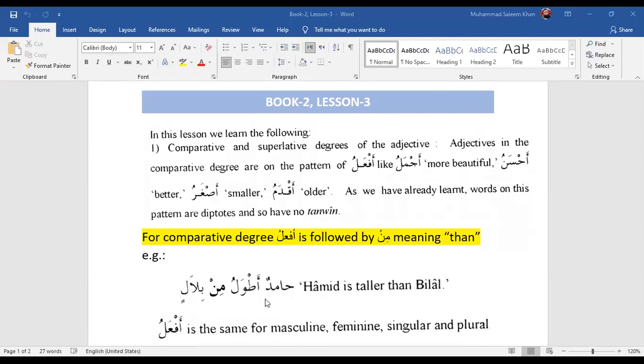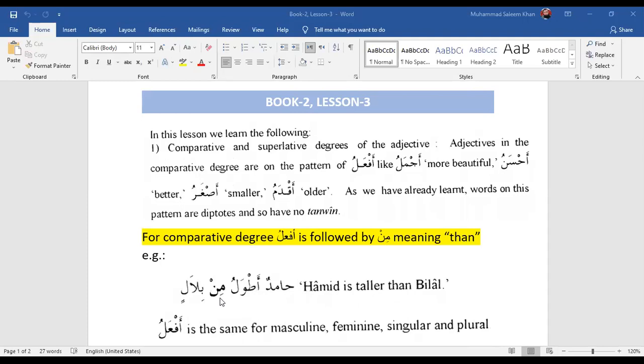Let's look at the example. Hamidun atwalu min Bilalin. Hamid is taller than Bilal. So after the pattern of af'alu, if we see min, that means we are using it for comparative. If we don't see min after that, that means it is used for superlative.